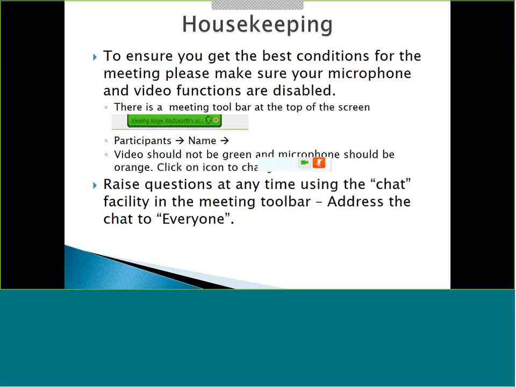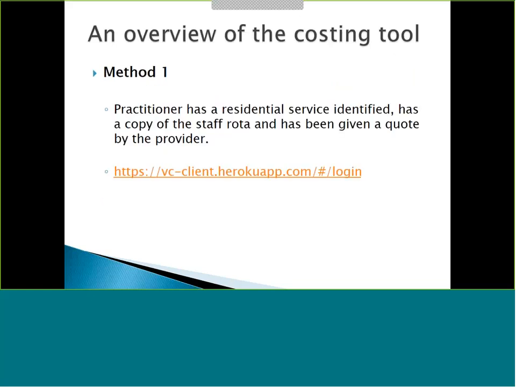Okay, so let's start by giving you an overview of the tool. There are two ways of using the system, as I said before, and we're going to have a look at the first one now, which is where the practitioner has a residential service in mind. They've spoken to the provider, they've got a copy of the rota, and they've got a quote.